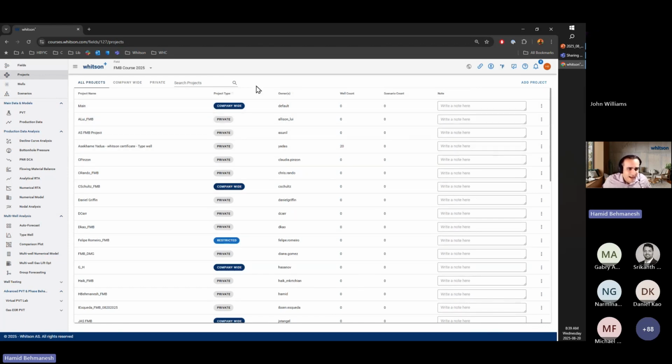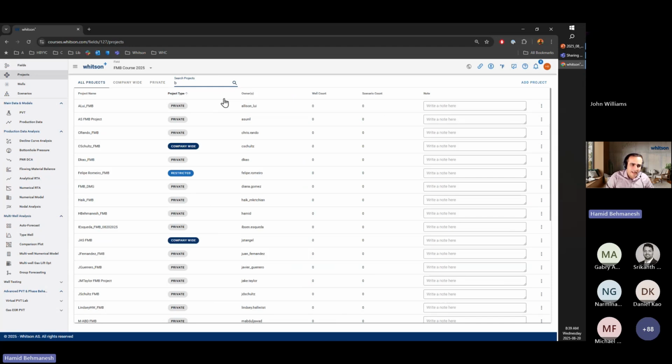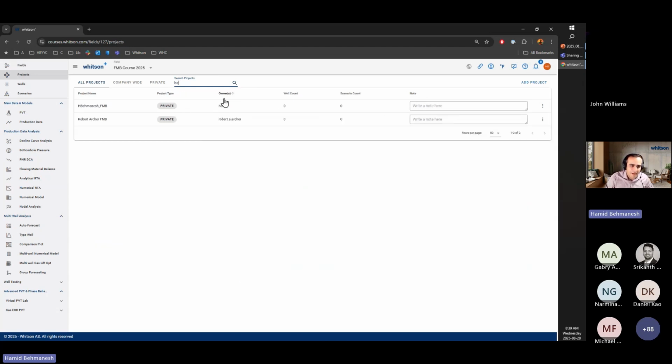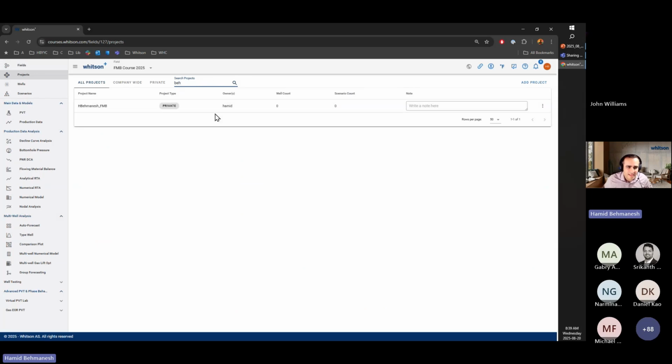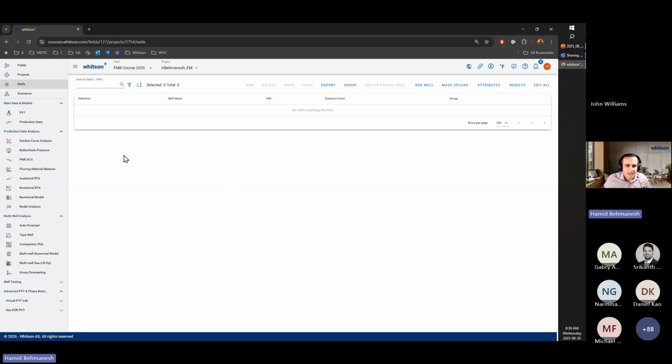I have added my project. I can easily go here and search for my name, so it's a searchable field. I'm the owner of this project. If you go to your own project, you will be able to see this empty space. On the left, we start from the field, project, and well. Now we are in the well, so we can have as many wells as you might have in the project.